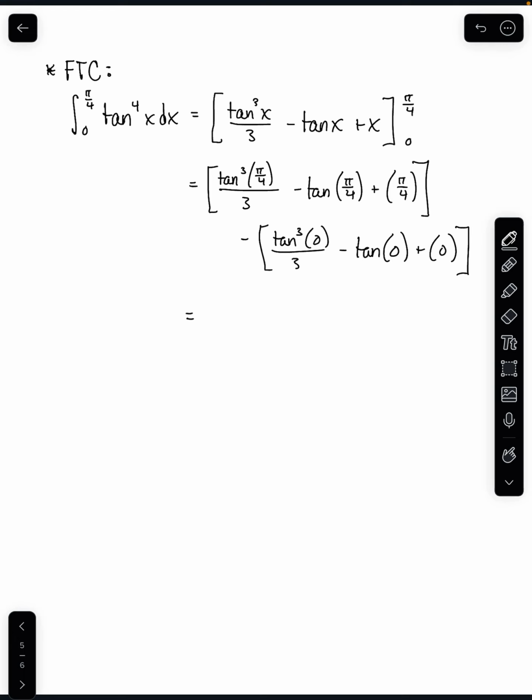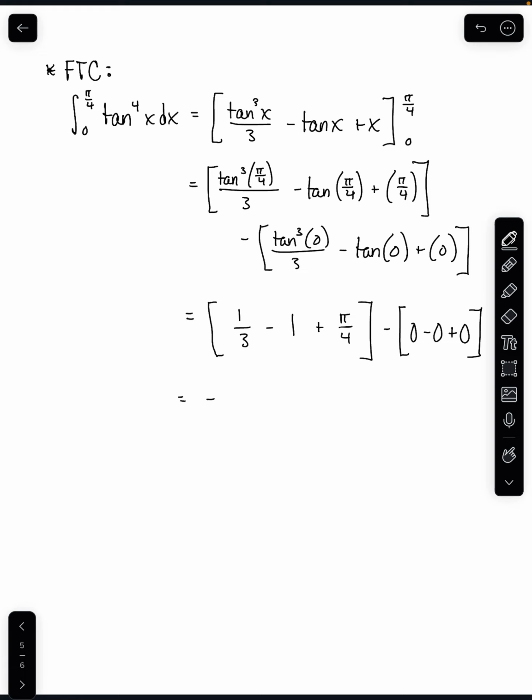Tangent of pi over 4 is simply positive 1. And any power of positive 1 is 1. So in the first set of brackets, the numerator simply is 1. So we have 1/3 minus 1 plus pi over 4. And then tangent of 0 is 0. So all three terms in that second set of brackets are just 0.